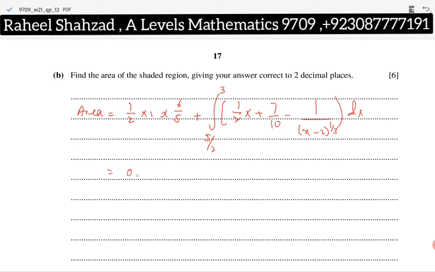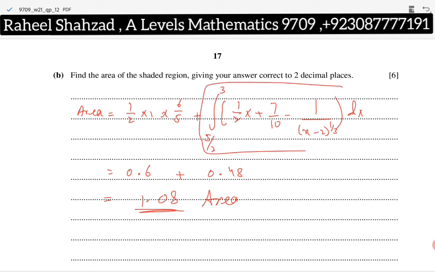So this area is 0.6 plus this after integration is 0.48, and if we add both we have 1.08, that is required area for this. Okay, you have to show the whole integration working while solving it.